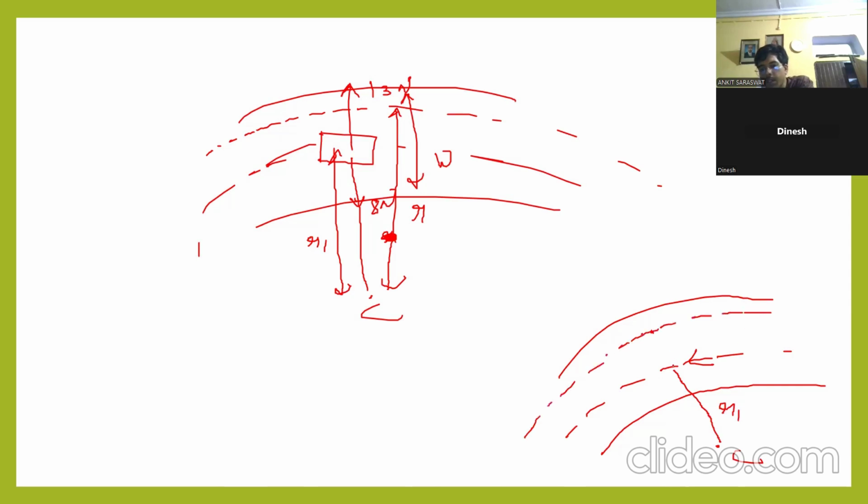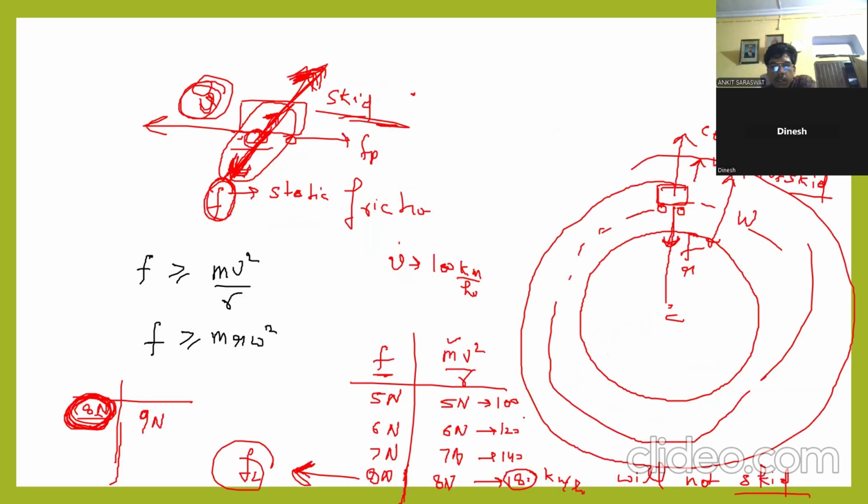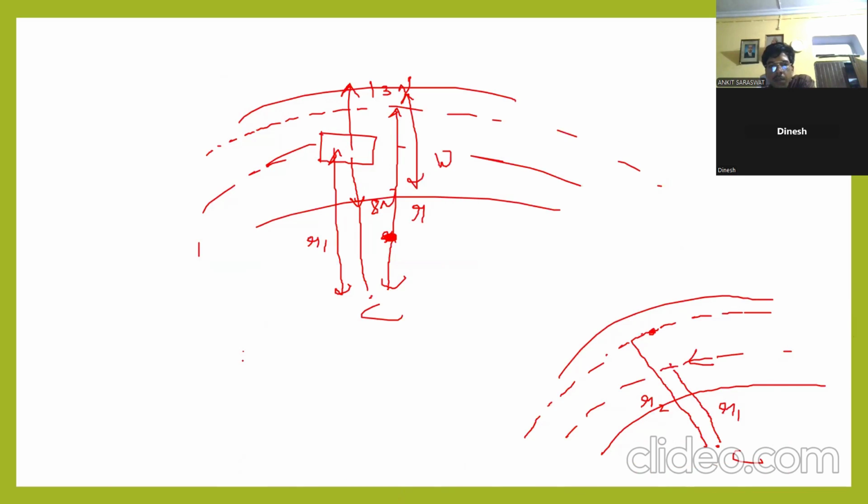Why balance? I will tell. When the car is here, its radius will increase now, R2. It will skid. Clear? Now when it skids, then again it comes back to 8 Newton. Why? Because centripetal force is mv square by r. Even if you increase this v, because of this v, r is also increased. If r increased, again centripetal force decreases. Again 8 Newton. It will balance.